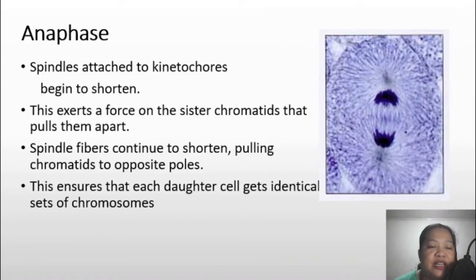The next stage, the anaphase. So the spindles attached to the kinetochore begin to shorten. So this exerts force on the sister chromatids that pulls them apart. As the spindle fibers attached to the kinetochore shorten, pulling the chromosomes towards the different poles, the chromatids begin to migrate towards the opposite pole. So spindle fibers continue to shorten, pulling the chromatids to opposite poles, and this ensures each daughter cell gets an identical set of chromosomes.